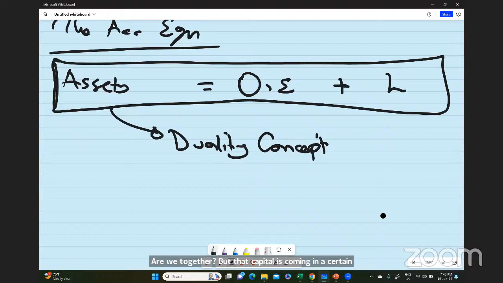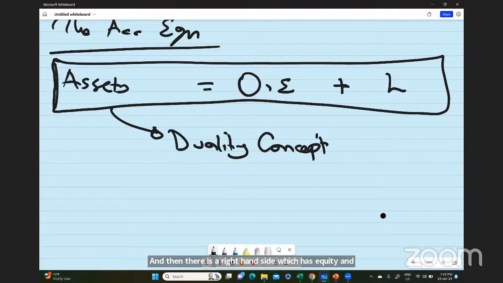So there is capital and there is an asset. And by dual, it means sides. Are we together? It means sides. And as you're seeing that equation, it has two sides. Are there two sides or three sides? I think there are two sides. There is the left-hand side, which has assets, and then there is a right-hand side, which has equity and what?